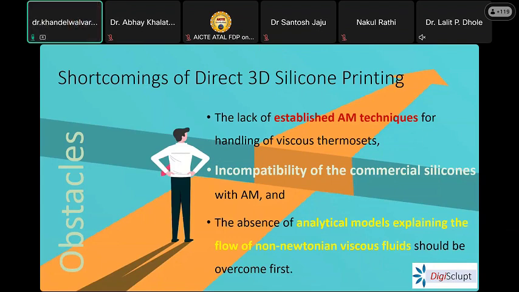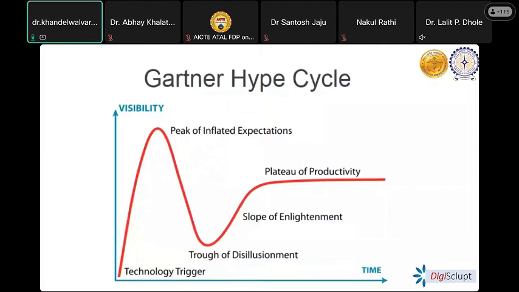Now there is a Gartner hype cycle, which talks about how a technology and its applications mature and are adopted with respect to time. First of all, when any technology is introduced, there is a technology trigger where it is applied in various domains, and there is a huge peak, the same as that of 3D printing technology. Now everybody is doing it. The area of application is very large.